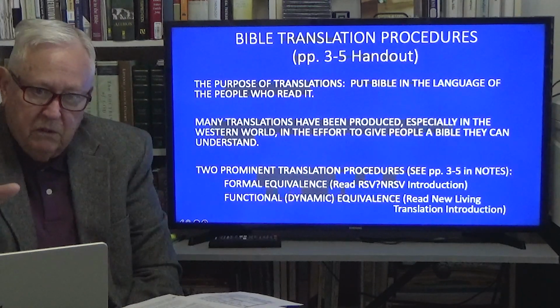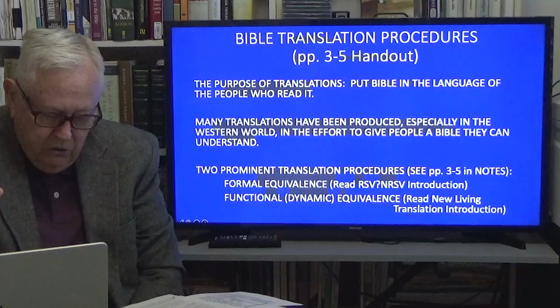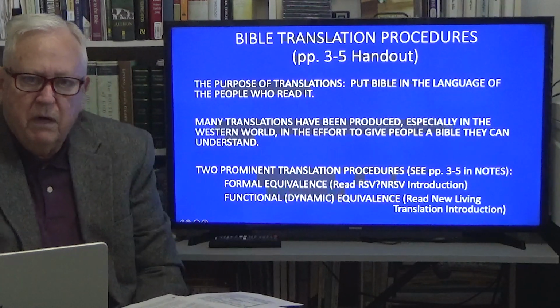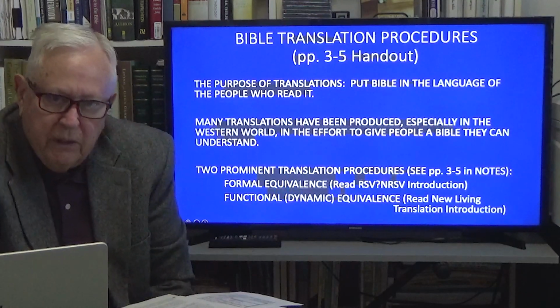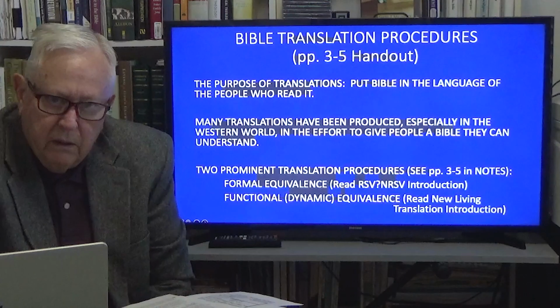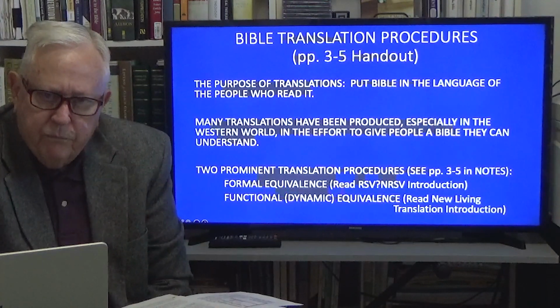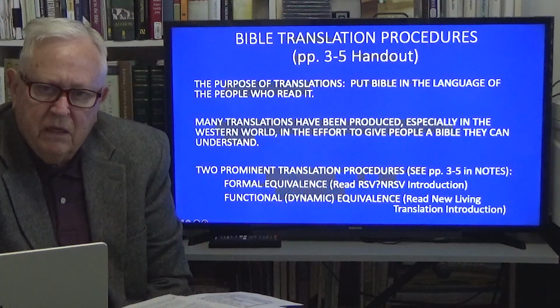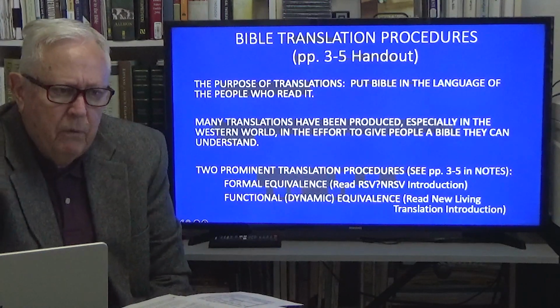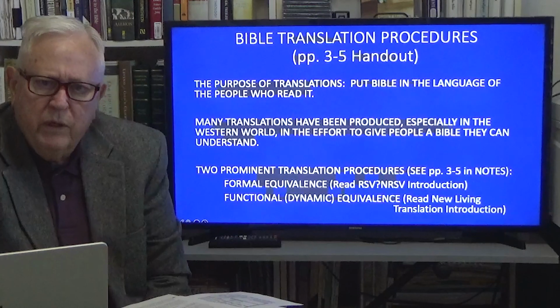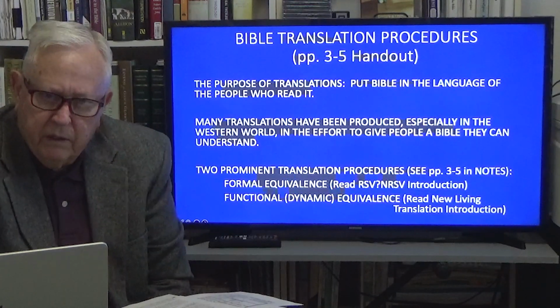Now that's the dictum. It takes a little education to understand what the dictum means. It basically means this, my friends. There is no such thing as an absolutely literal rendering of the Bible. If they did it, you couldn't read it. Because, for example, in Greek, we don't have the same kind of word order we have in English.